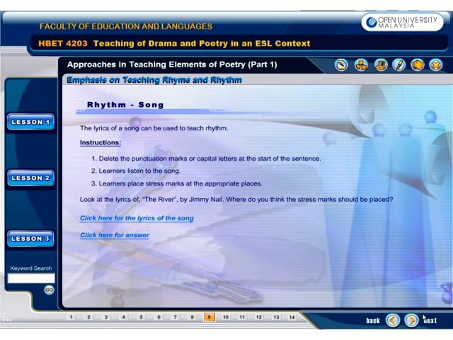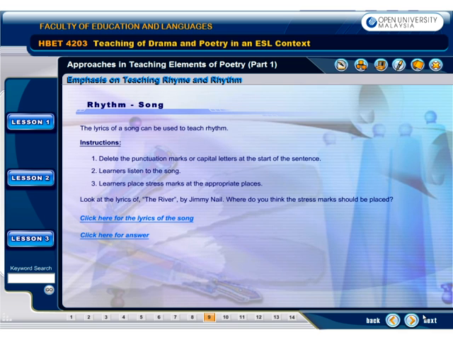The lyrics of a song can be used to teach rhythm. Instructions: delete the punctuation marks or capital letters at the start of the sentence. Learners listen to the song. Learners place stress marks at the appropriate places.